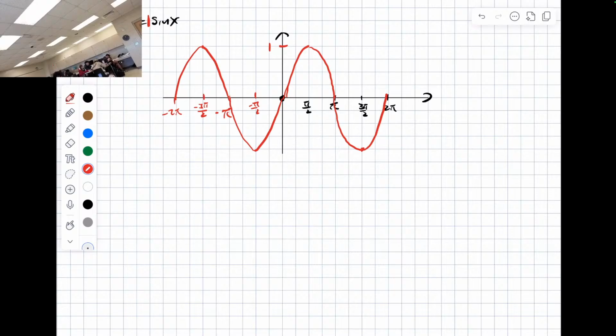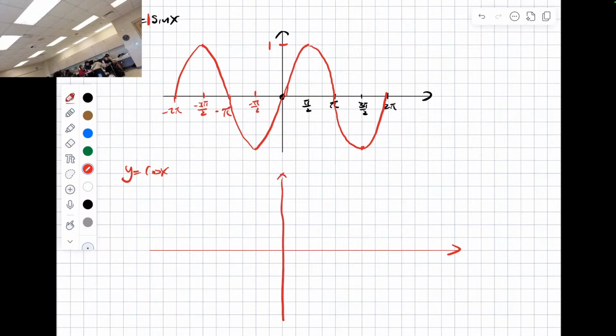Okay? So cosine graph. Let's go to cosine of x. Devin, where does the cosine graph start? 0. See, that's why I need you to pay attention. Where does it start? Look at your notes. Let me ask Robert. At 1. See, this starts at 1. You start at the peak.